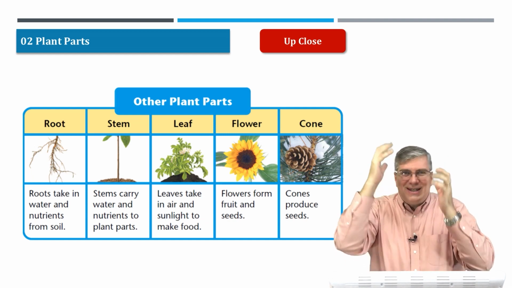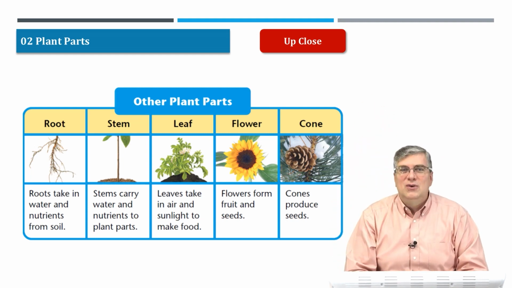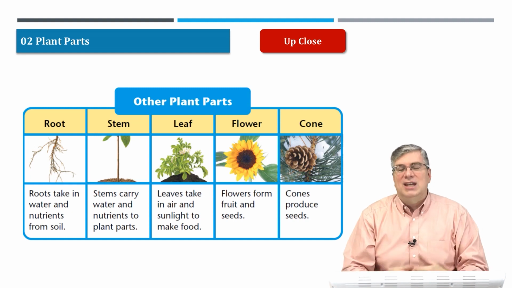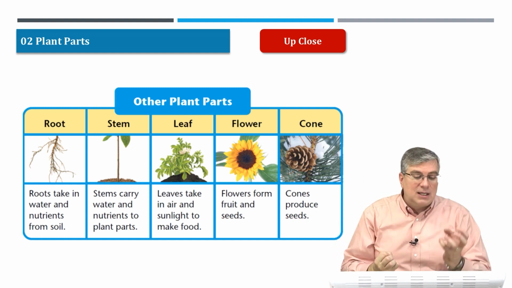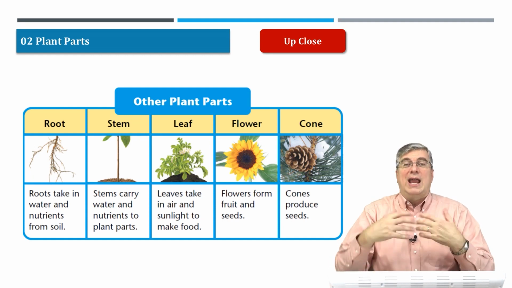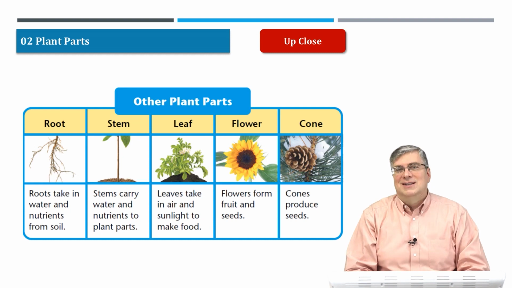So the plant is eating from the top and the bottom, right? The plant is getting food from many different places and energy from many different places. Leaves take in air and sunlight to make food and help the plant grow. So it's like the plant has two different types of mouths.